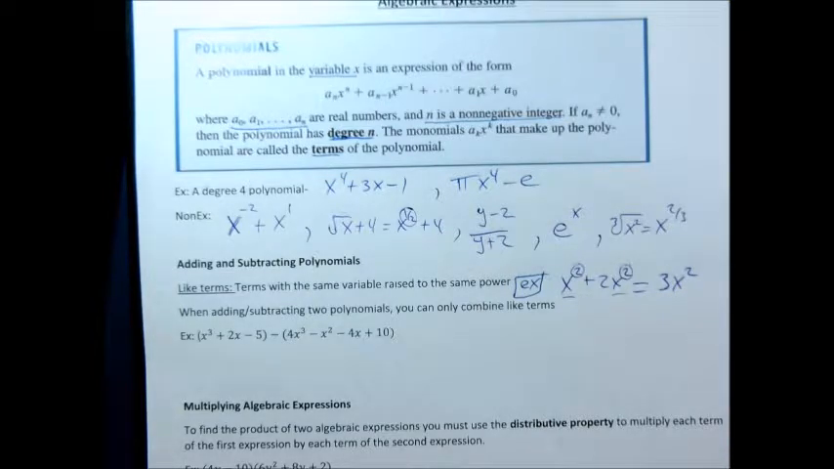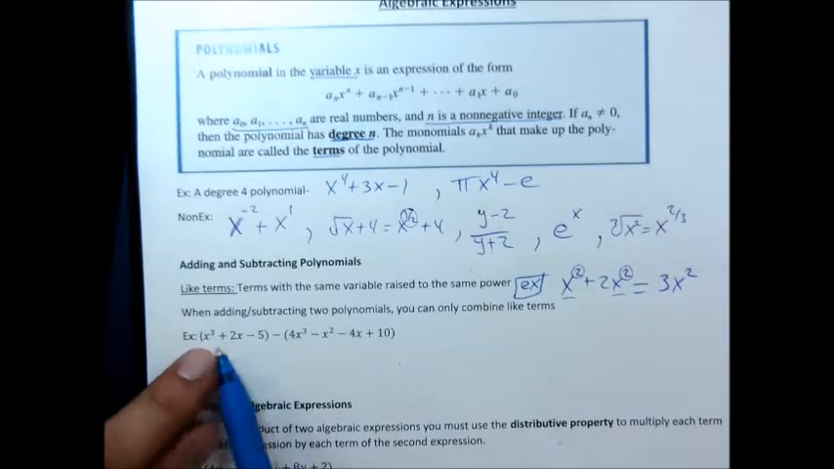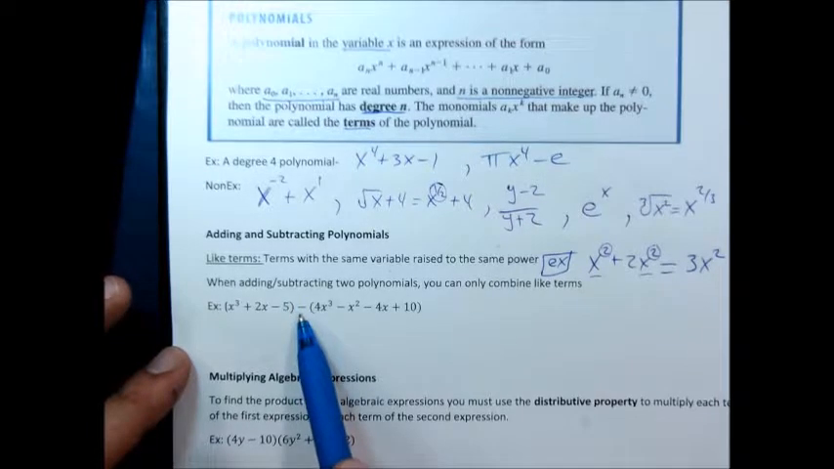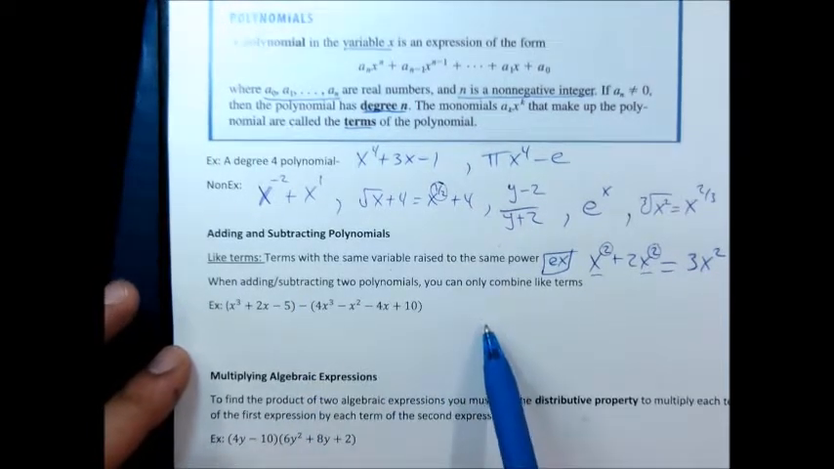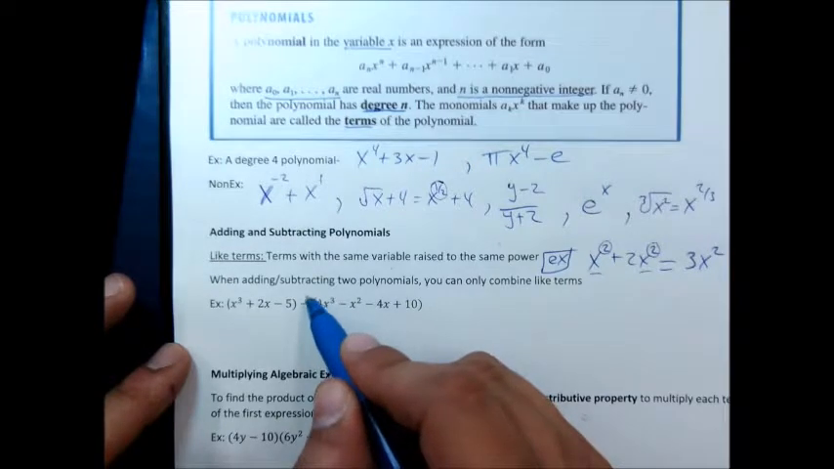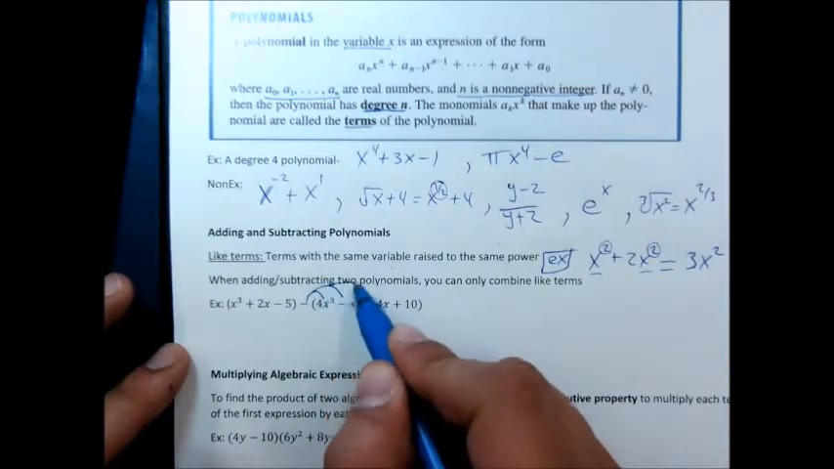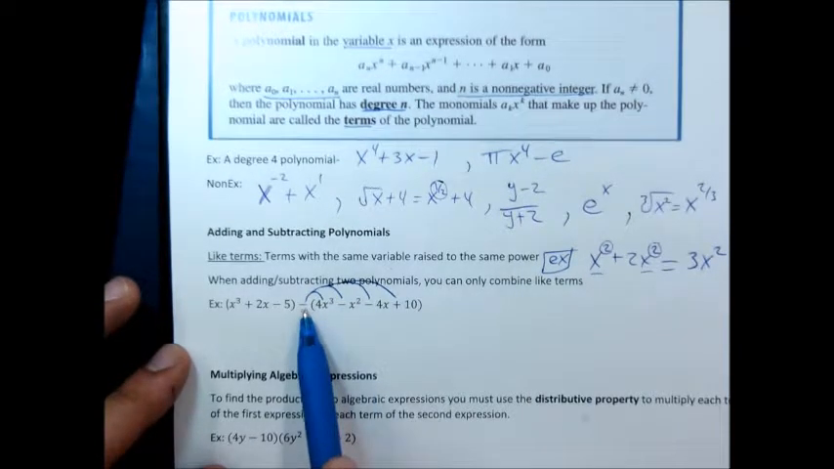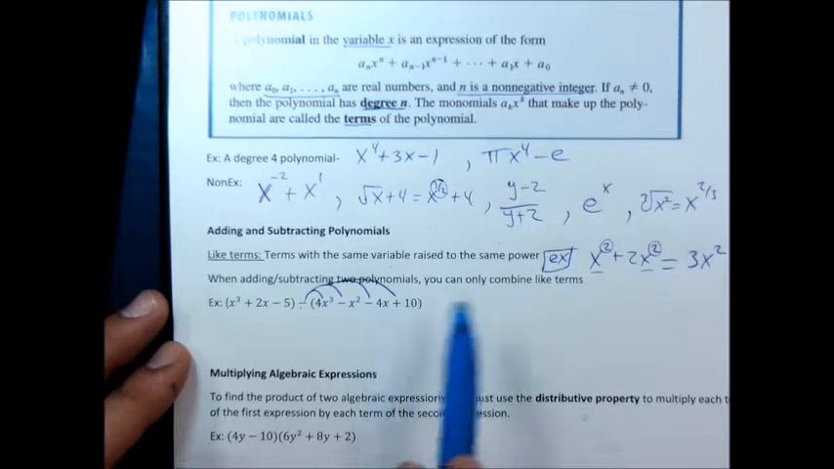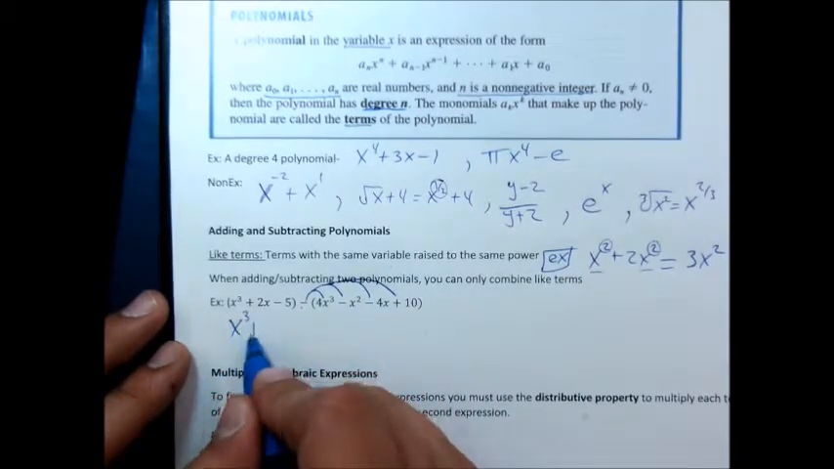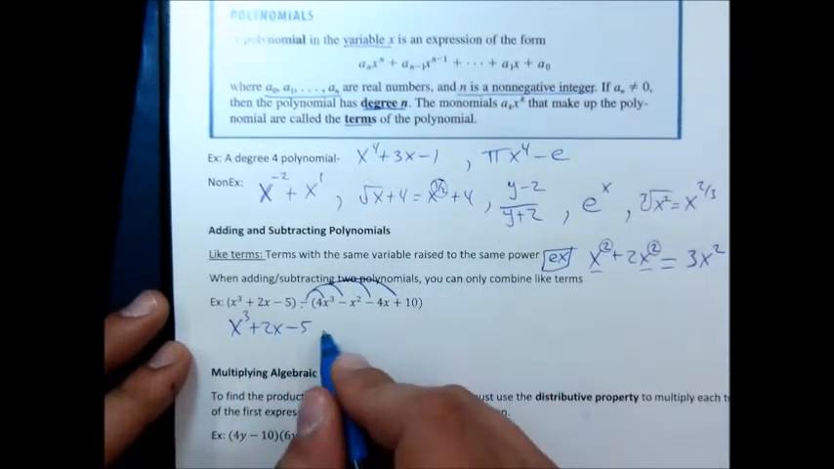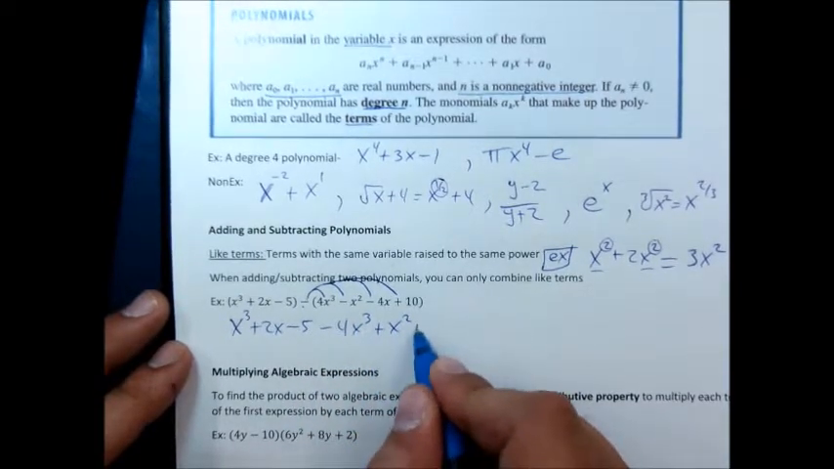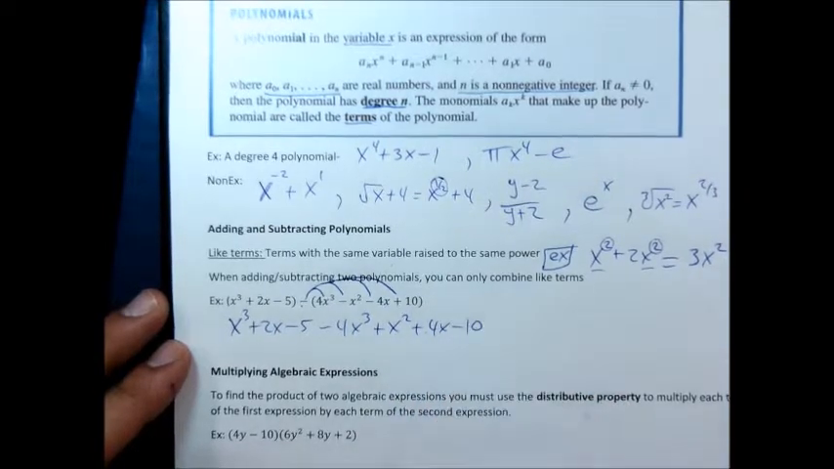Let's practice combining them real quick. We may have an expression like this, where we have some polynomial on the left, and it's subtracting from it a different polynomial. The first thing we do is distribute the minus sign through and hit all those other signs. So this negative is going to switch all the signs inside there. We'll have x cubed plus 2x minus 5, and then we switch all the signs, so we'll have a minus 4x cubed plus x squared plus 4x minus 10.